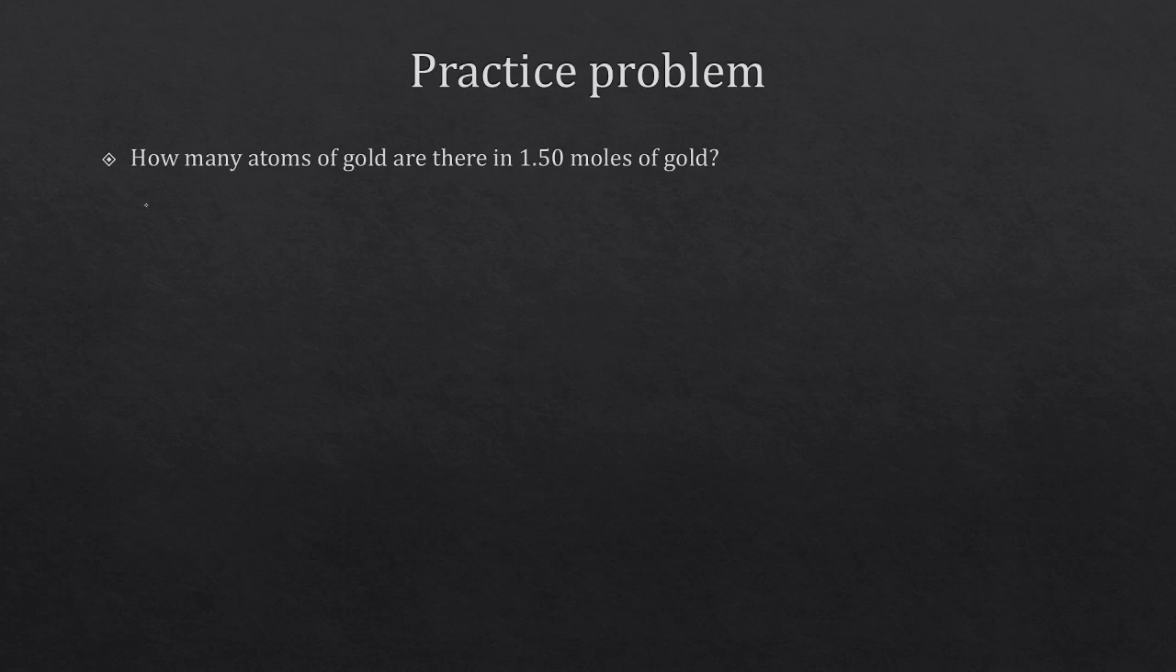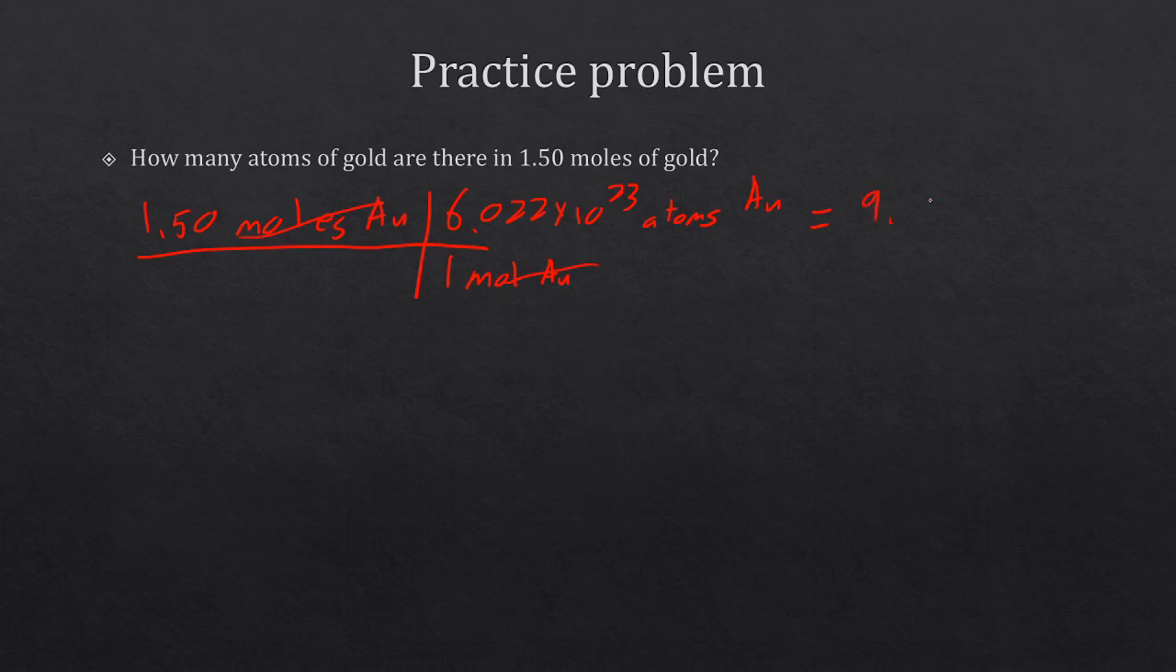So now hopefully you've worked it. Let's take a look. If I have 1.5 moles of gold, I'm going to write gold as Au, that's its atomic symbol. What we know is that for every mole of gold, there's going to be 6.022 times 10 to the 23rd atoms of gold. So if we do that math, the moles cancel, and we are left with 9.03 times 10 to the 23rd atoms of gold.